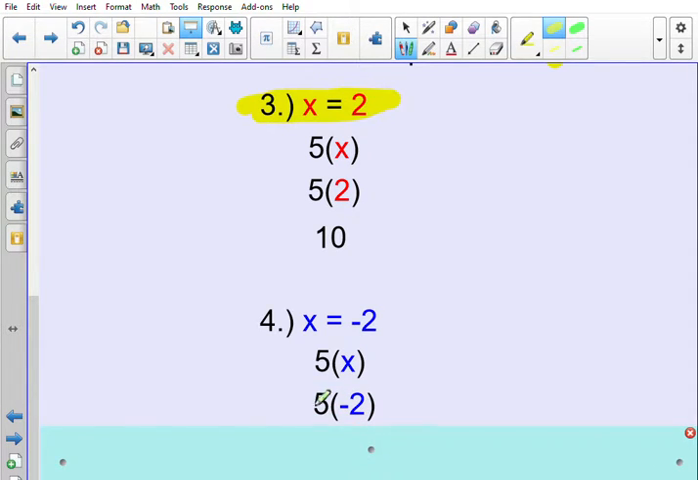Now you have to go back and remember your rules. It's a positive value times a negative value, and a positive value times a negative value ends up being negative. So you should have had -10.